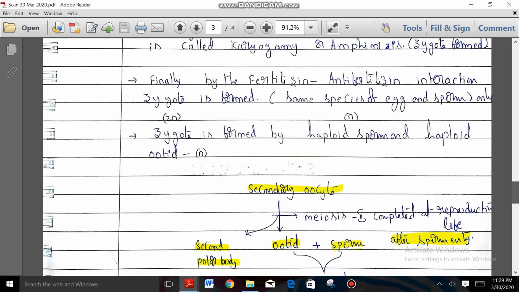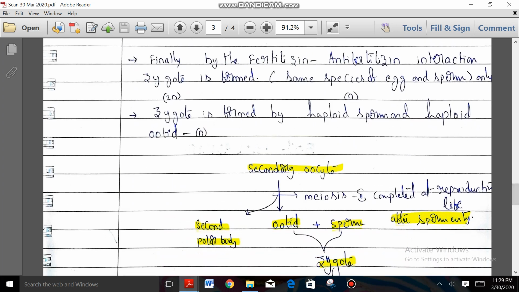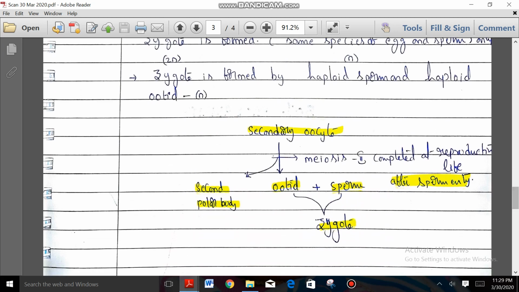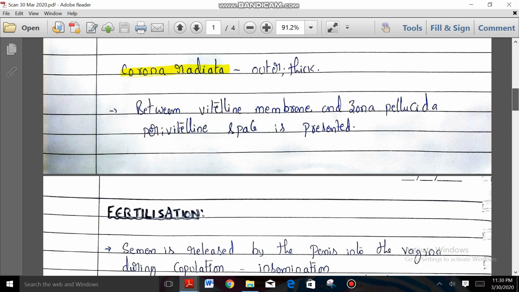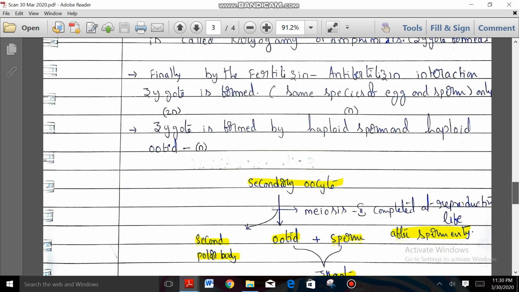Okay. So next, finally, the fertilizing and anti-fertilizing interaction. By this interaction, the zygote is formed. Only the same species of egg and sperm form it. The secondary oocyte undergoes meiosis II, and one ootid and one second polar body are formed, and the ootid fuses with the sperm, and finally zygote formation takes place. So this is about fertilization. After that, we can go through the NCERT lines and the diagram of the ovum given in NCERT. Thank you.